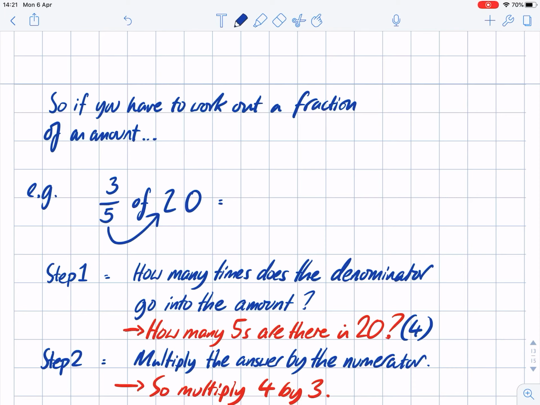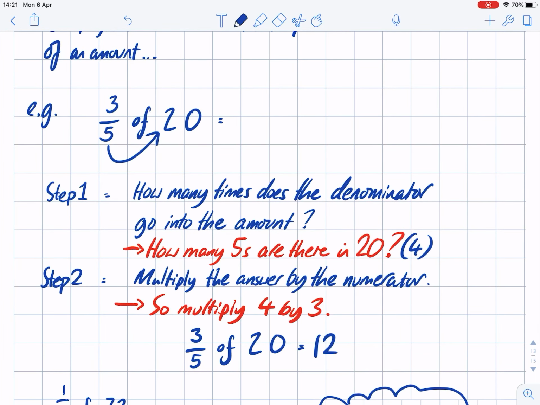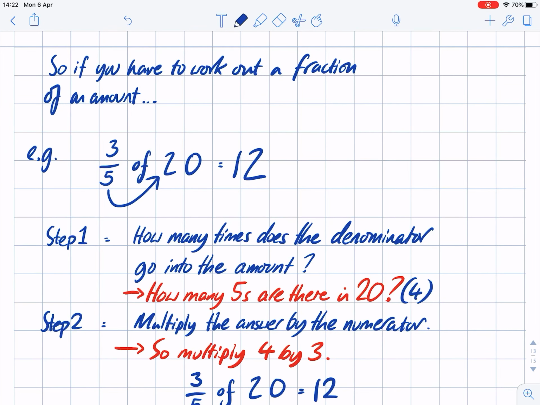You can see I've put it in brackets. Step 2 then is to multiply that answer by the numerator. And in our example, the numerator is 3. So 4 multiplied by 3 is 12. So remember what I was doing. Step 1 was asking myself, how many times does the 5 go into 20? And the answer is 4. And then I'm multiplying that 4 by the numerator. The numerator in our example here is 3. Multiplied together, we get 12.